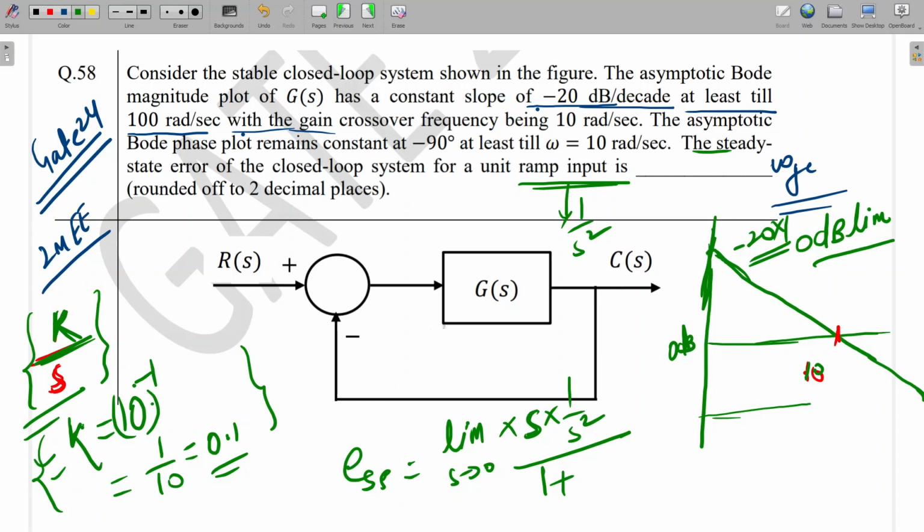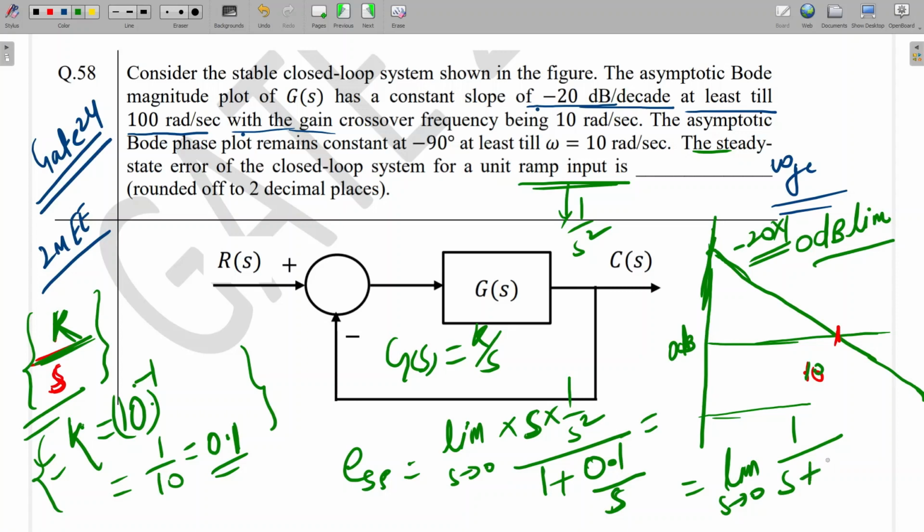So our system G(s) is equal to k by s, and k we have calculated from what they have written. So k is equal to 0.1. So 1 by G(s) is 0.1 by s, correct? So what will be the value? This will be 1 by s, and it will go in the denominator, s plus 0.1. Equal to limit s tends to 0, 1 by s plus 0.1. Correct?